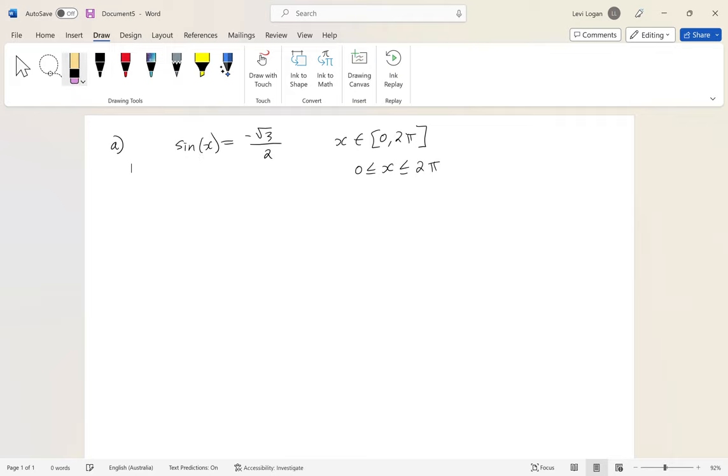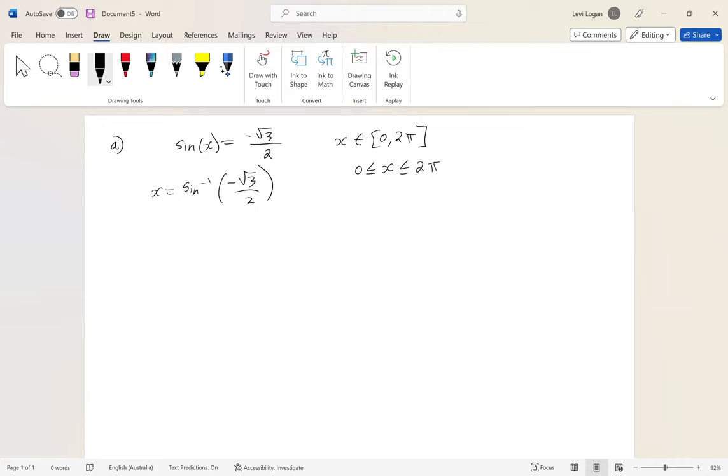First up, we're going to get x by itself. So what we do is we take the sine inverse. So x is equal to sine inverse of negative root 3 over 2. Now, if you had a calculator, you could just plug that into your calculator, but I'm going to show you how to do it without a calculator.